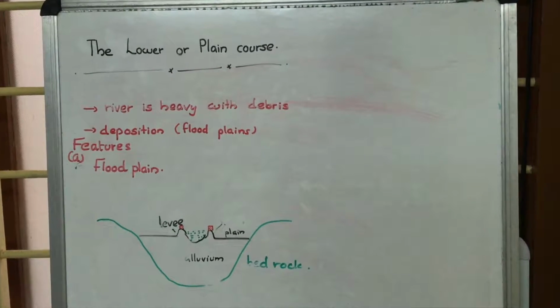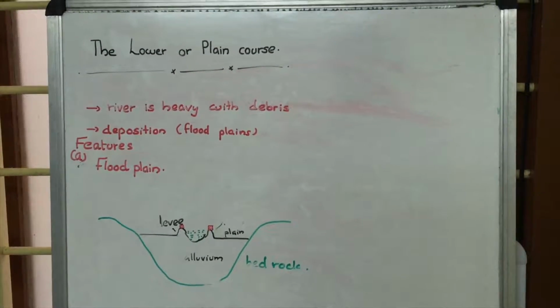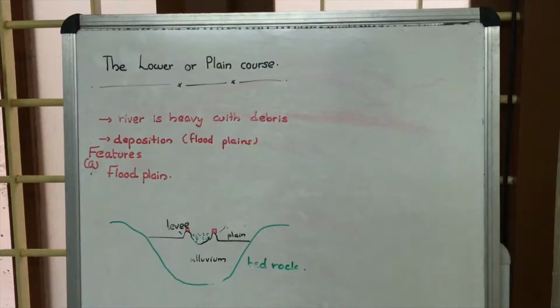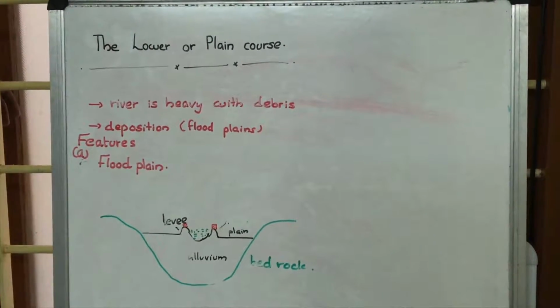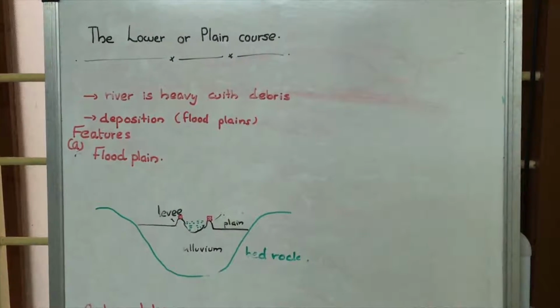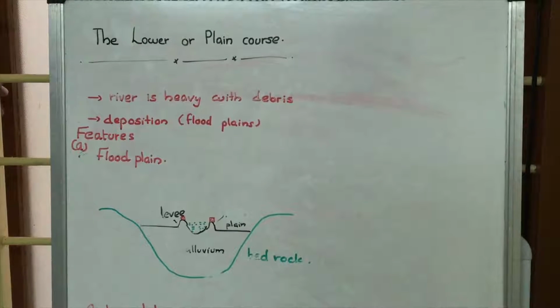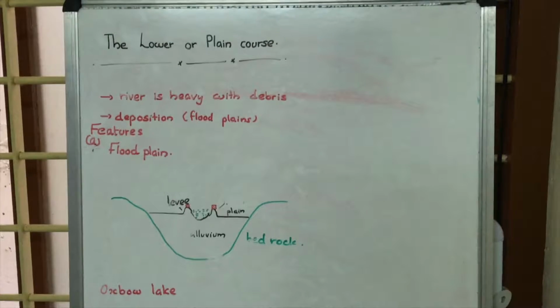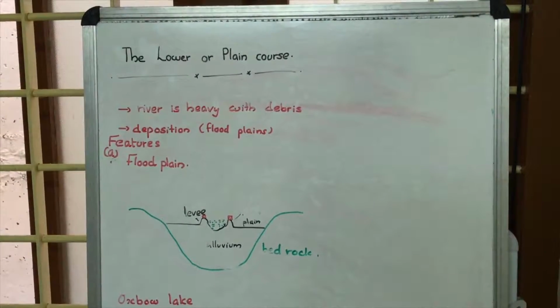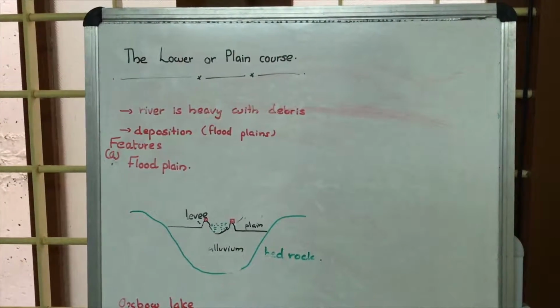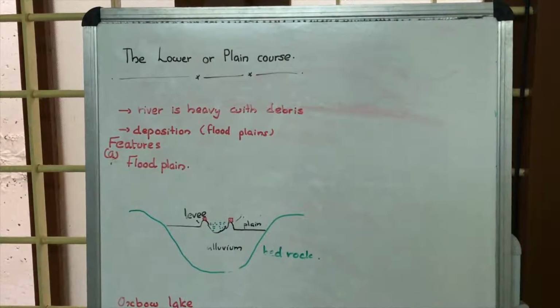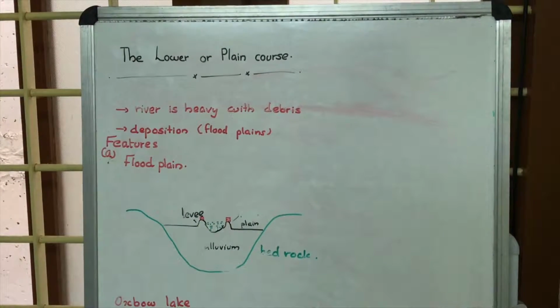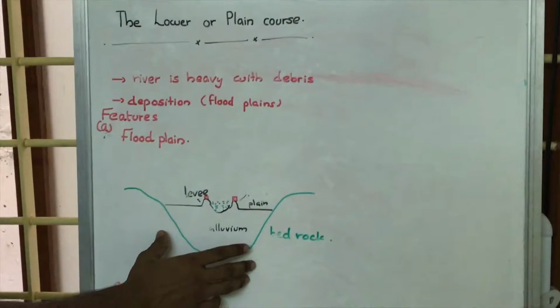So, the lower or plain course of a river. Here the river is heavy with debris, because as it travels more distance in the mountain course and also in the middle course, as vertical erosion and lateral erosion exist, it carries so much soil that the river is heavy with debris. And in this lower course, what happens is deposition.